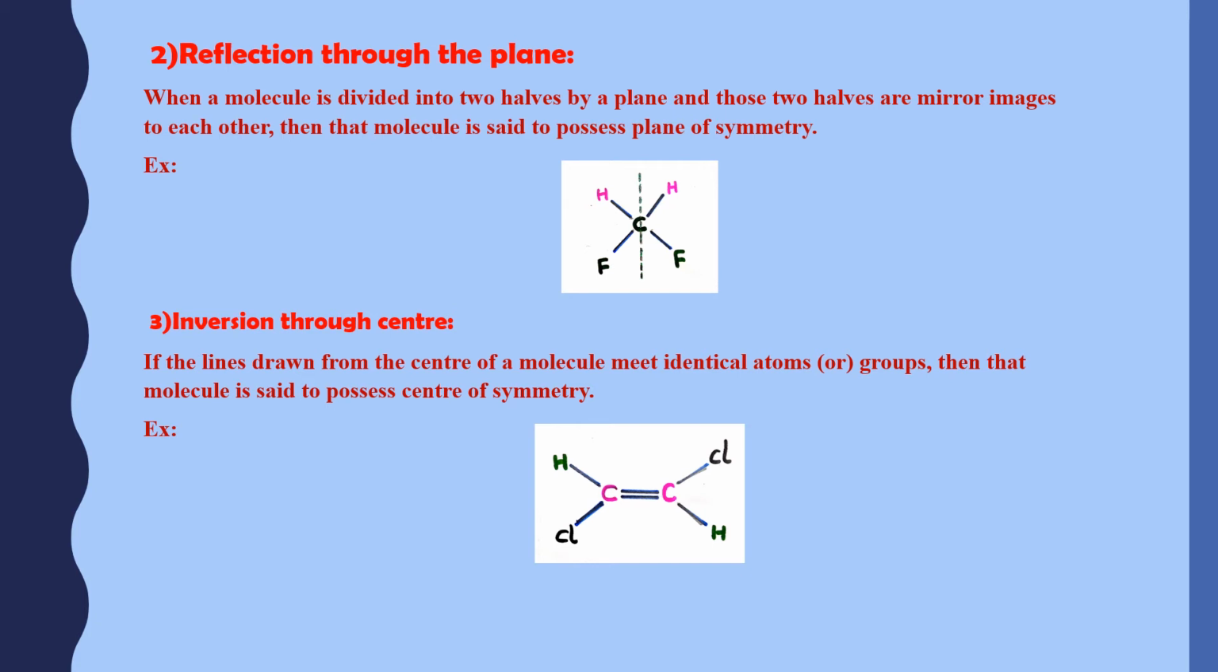1,2-dichloroethene is the example taken below. Understood, students? This is the third symmetry operation, called inversion through center. If you understand center of symmetry, that's nothing but the symmetry operation inversion through center. Okay, clear?